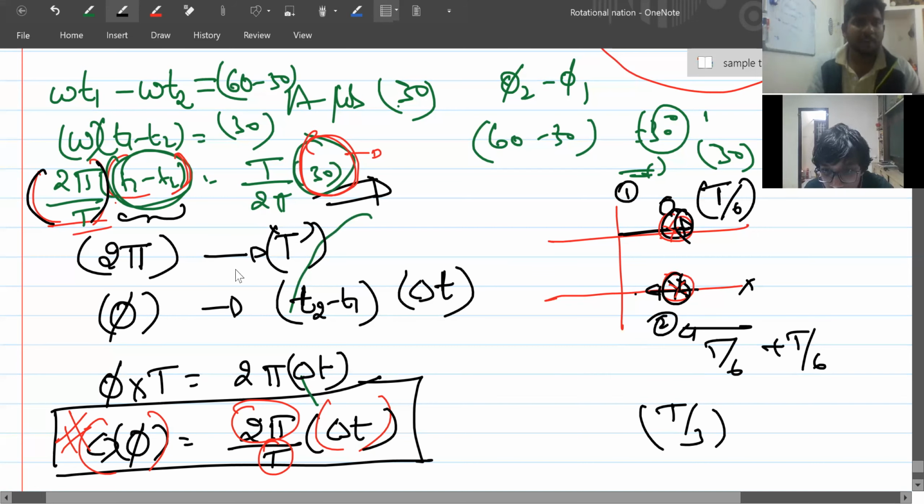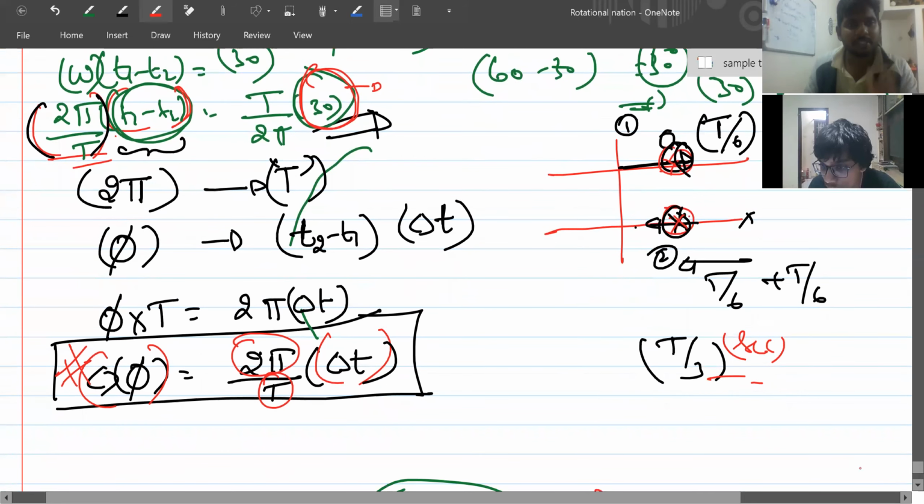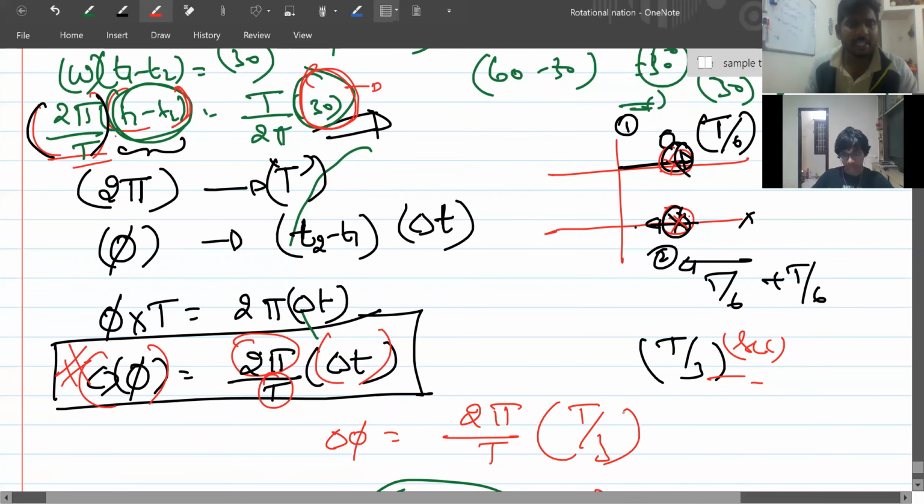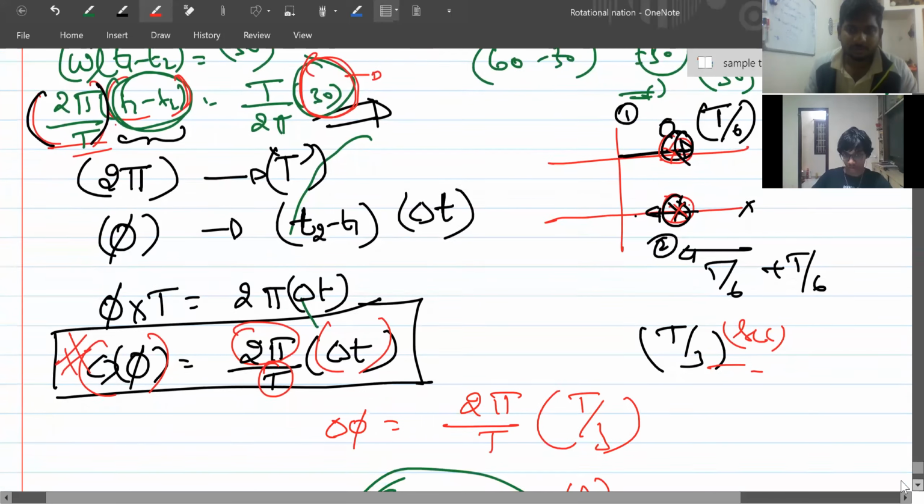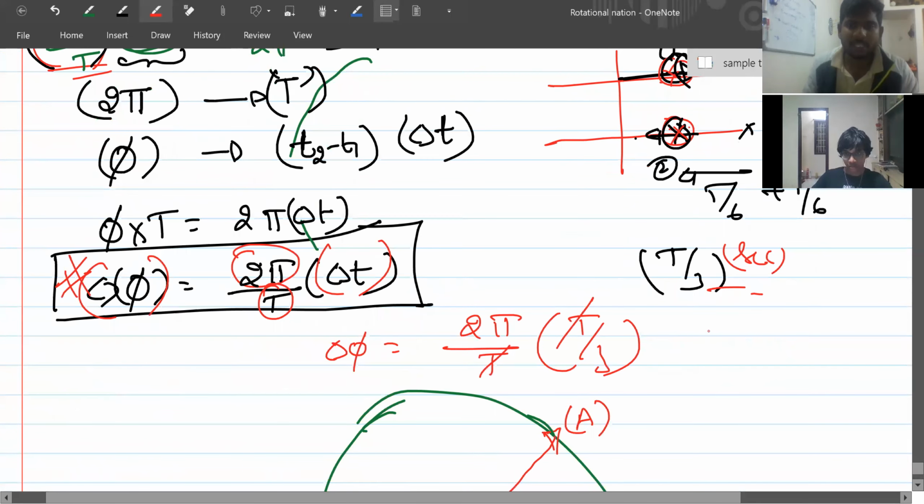Suppose I pause this point and observe how much time it will take for the first particle to reach the second particle, is it t by 3 seconds or not? That means the time difference between both of them, the time lag, is t by 3. You can write it as delta phi is equal to 2 pi by t into t by 3, right? So T gets cancelled. What is the answer? 2 pi by 3.